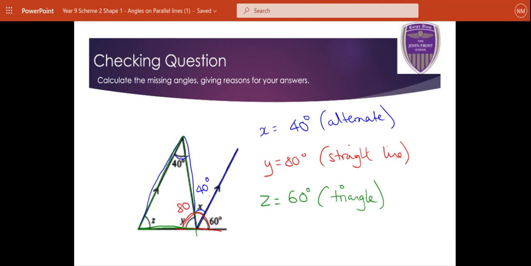So you need to remember the two rules in this video, along with angles in a triangle, angles on a straight line, and a few others as well. And look out for part 2 of this video as well, with a couple more angle rules on there to learn. Okay, thank you.